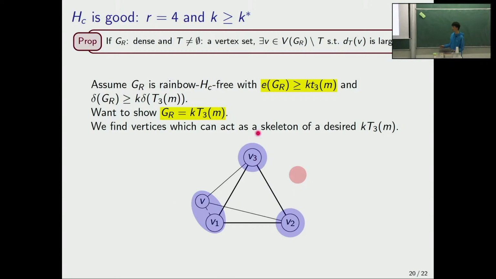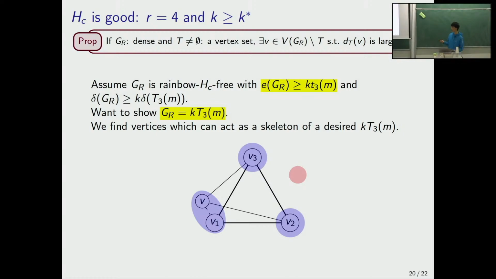And there are some exceptional sets, and what they satisfy is the degree toward V1, V2, V3 is smaller than we expected. But since we are assuming that the minimum degree of GR is very large, the red exceptional set is very small, so that we can adjust them and again separate them into 3 parts and put them in each part, so that we conclude that GR should be in fact 3-partite multiple. And since we are assuming that GR has the maximum number of edges, it should be exactly K times the triangle T3n. So we find the skeleton V1, V2, V3, and we partition almost all vertices, and we adjust with those leftover vertices to conclude that GR is exactly 3-partite multiple.